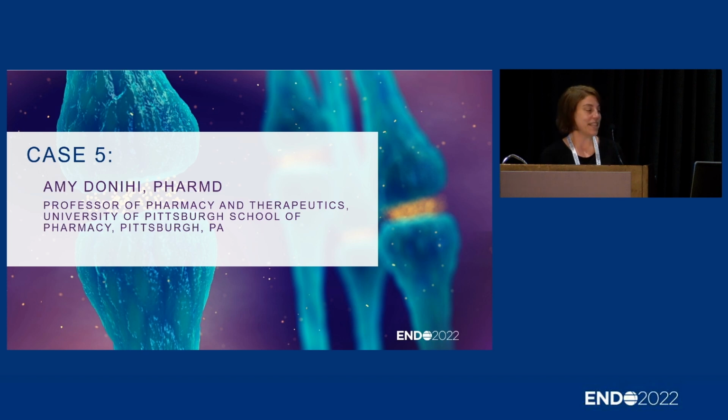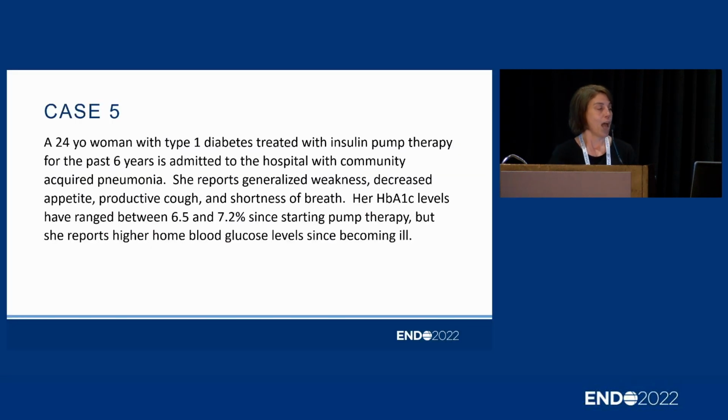Okay, so we'll move on to case number 5. Case number 5 is a 24-year-old woman with type 1 diabetes treated with insulin pump therapy for the past 6 years. She was admitted with community-acquired pneumonia, and she was actually looking really sick when we saw her. She reports generalized weakness, decreased appetite. She has a productive cough, shortness of breath. She's kind of fallen asleep as she's talking to us. Her A1c levels have ranged between 6.5 and 7.2% since she started insulin pump therapy. But she has reported that within the last few days while she's been sick, her glucoses have been running pretty high.